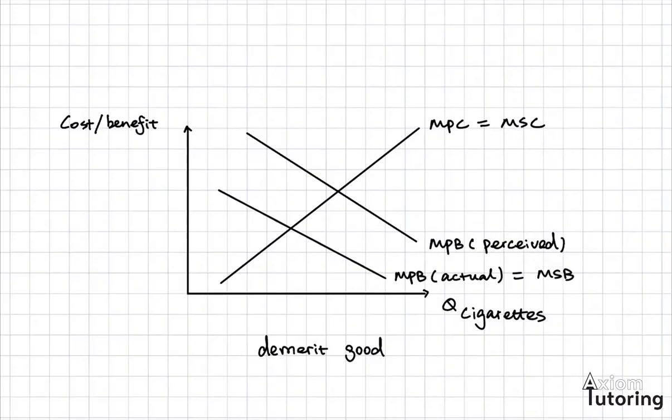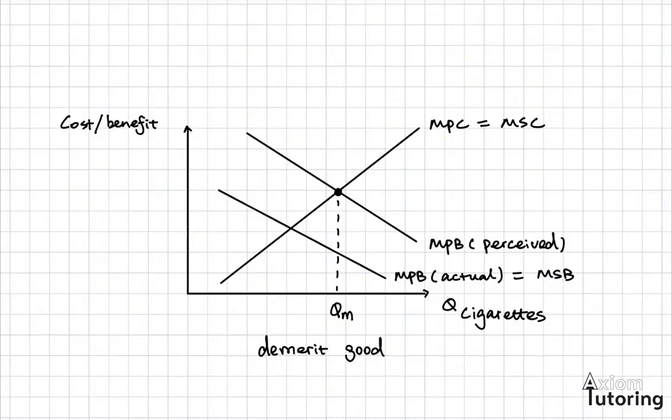The market equilibrium occurs when the perceived marginal private benefit intersects with the marginal private cost, at this point of market equilibrium here, with a quantity QM transacted in the market.